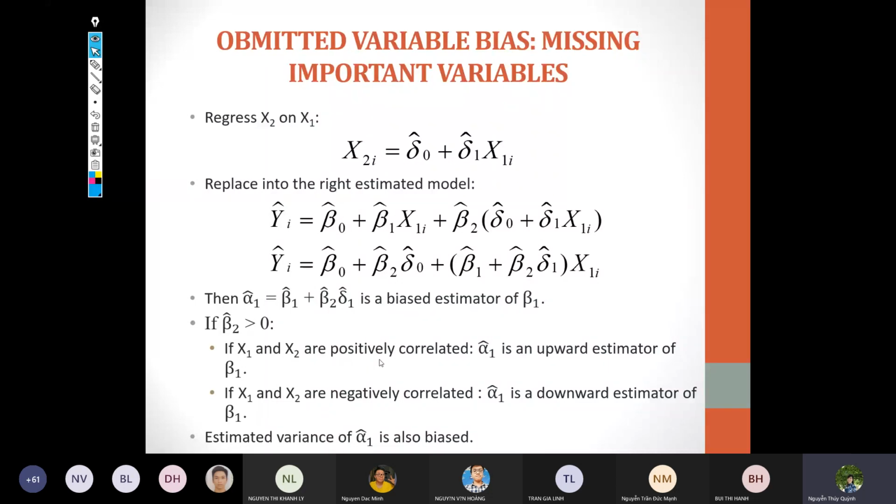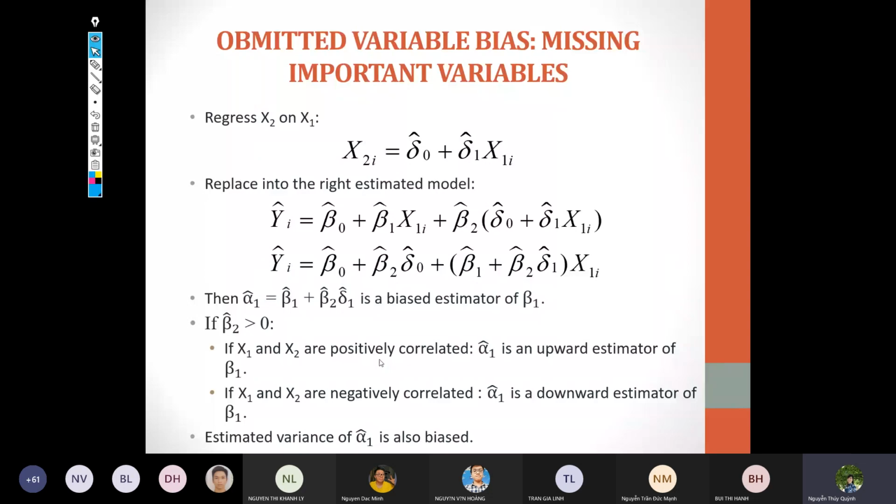For the case when beta 2 hat is less than 0, you can see that if x1 and x2 are positively correlated, then alpha 1 hat is a downward estimator of beta 1. And if beta 2 hat is less than 0 and x1 and x2 are negatively correlated, then alpha 1 hat will be an upward estimator of beta 1, which means that the expected value of alpha 1 hat is greater than the actual value of beta 1.